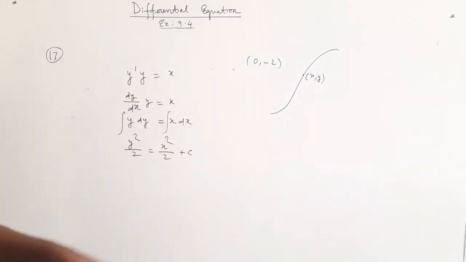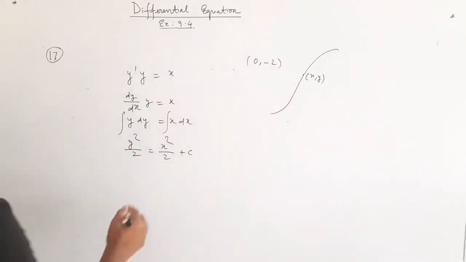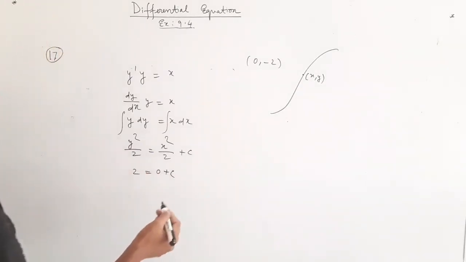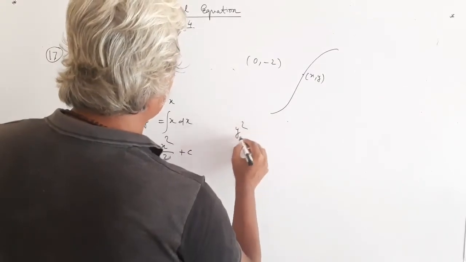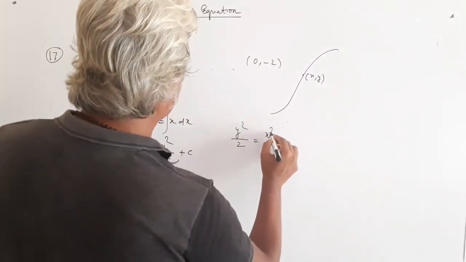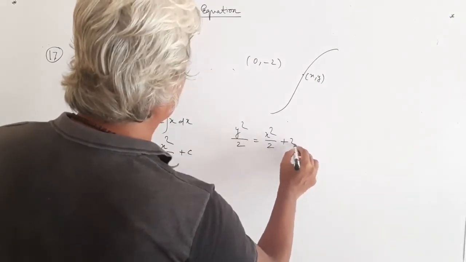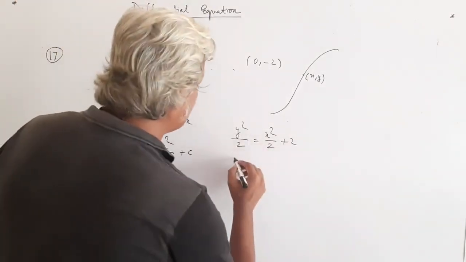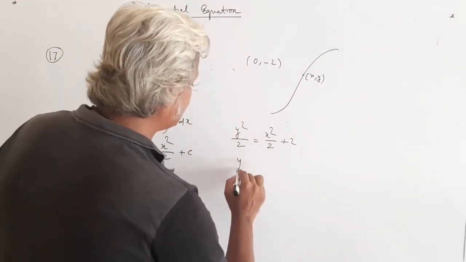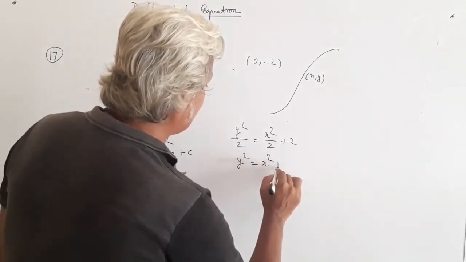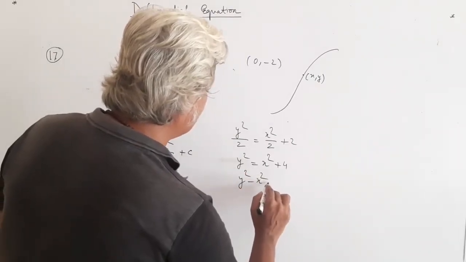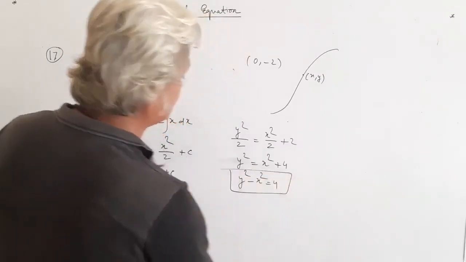Now since this curve is passing through (0, -2), replace x by 0 and y by -2. So this becomes 2 square by 2, that is 2, equals 0 plus c. So c is 2. So what we are getting? y square over 2 is x square over 2 plus 2. To get rid of the 2 from the denominator, multiply each side by 2. So this becomes y square equals x square plus 4. So this is y square minus x square equals 4. This is our curve.